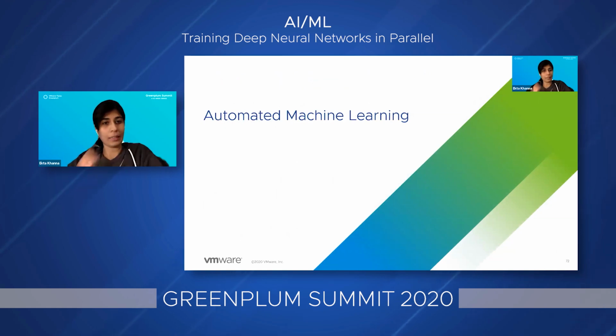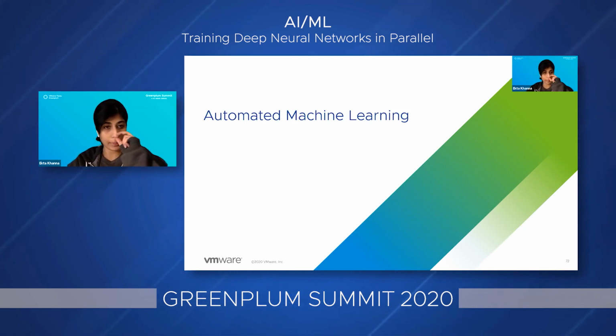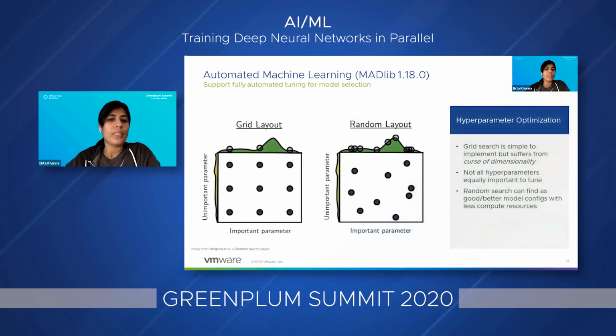Automated machine learning. So for data scientists, training multiple models is mainly a way to efficiently select the best model architecture and hyperparameters. Now that we have seen how efficient training multiple models in parallel can be on Greenplum, currently there's no good way to tune the hyperparameters for selecting the best model. Next slide. So to ease this process, as part of MADlib 1.18, we are introducing hyperparameter optimization.